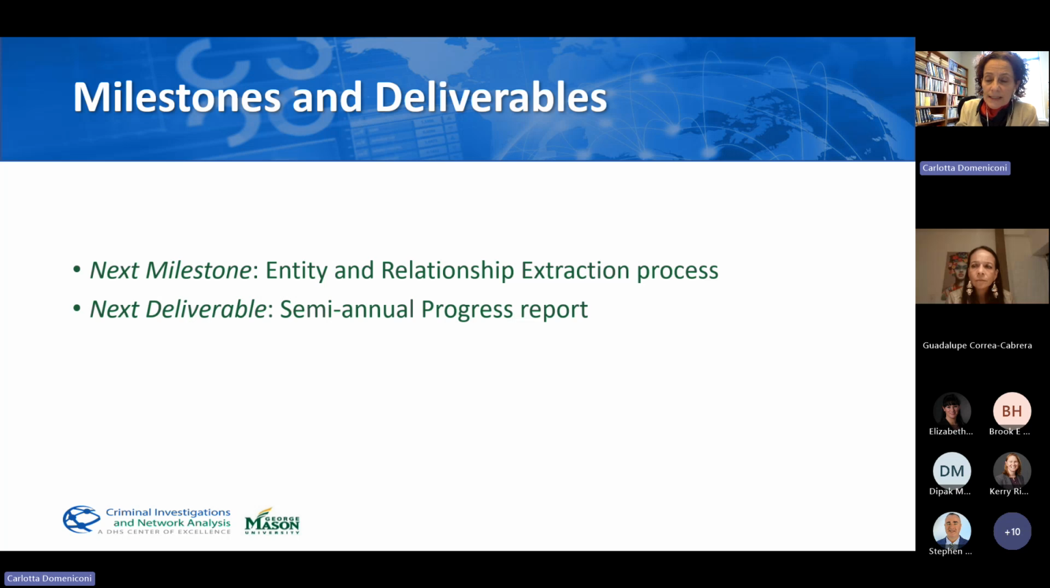So we anticipate focusing during the first year of this project on automating the process of discovering knowledge graphs. And we will be focusing the second year on actually mining and discovering patterns from the graphs. And for the next milestone, we will be presenting the process for extracting entities and relationships from text, from our documents, along with the semi-annual progress report.